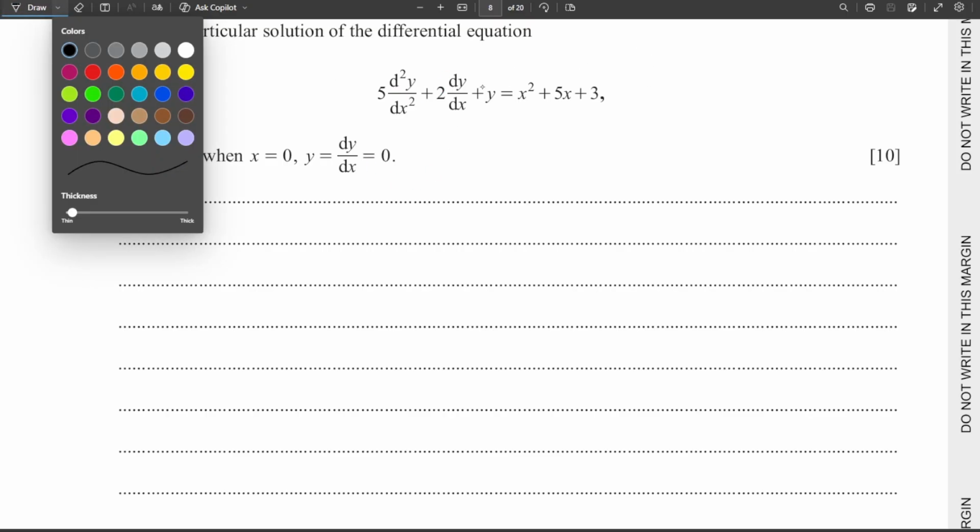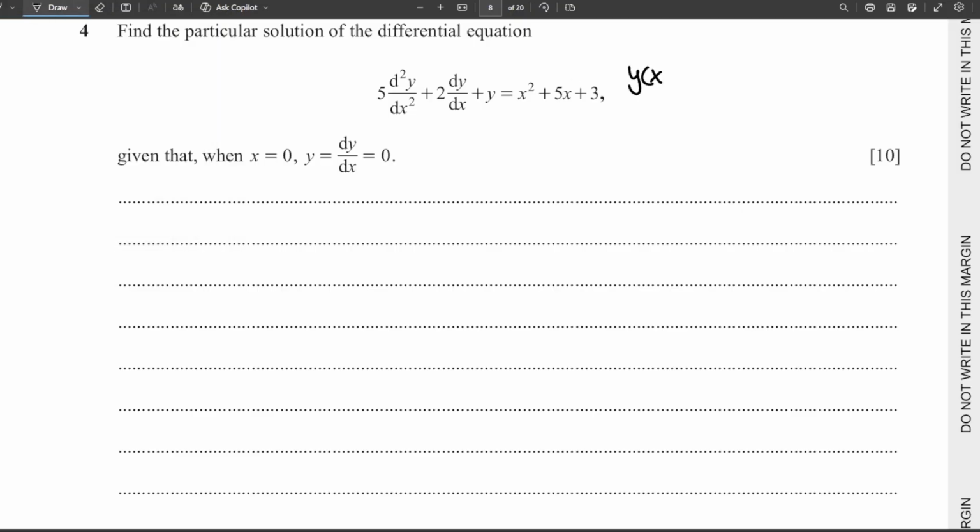So the solution will be y of x, where y is the dependent variable on x, and it will form of two parts: the homogeneous part yh of x and yp, the particular integral. We will start with finding the homogeneous part first by setting this entire differential equation equal to 0 and ignoring the secondary function here.